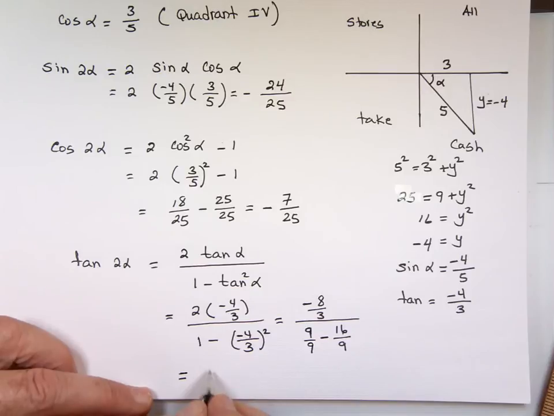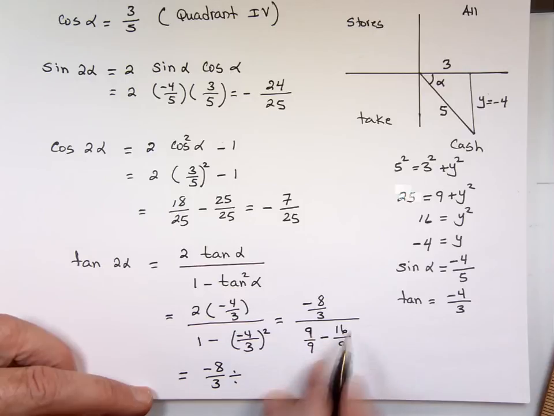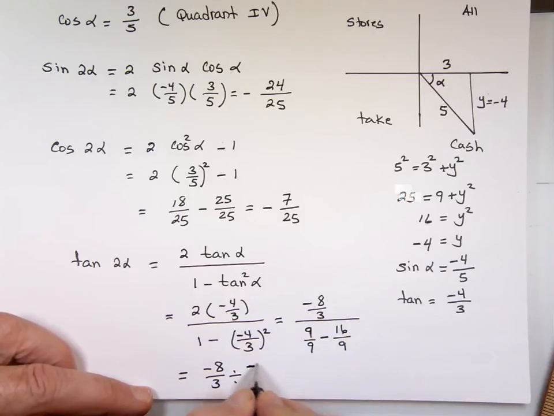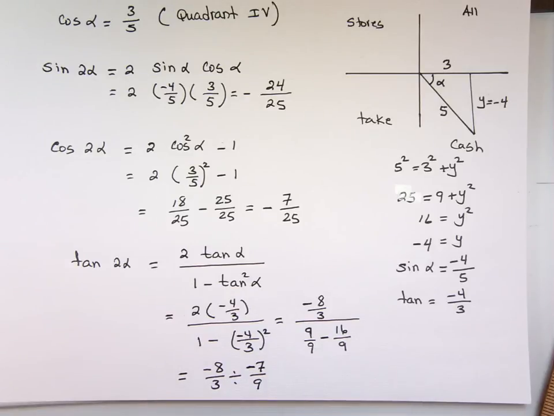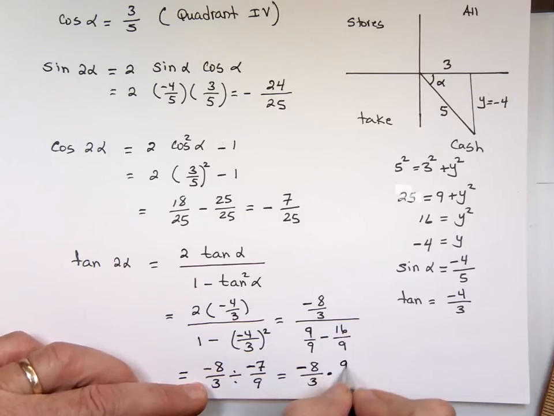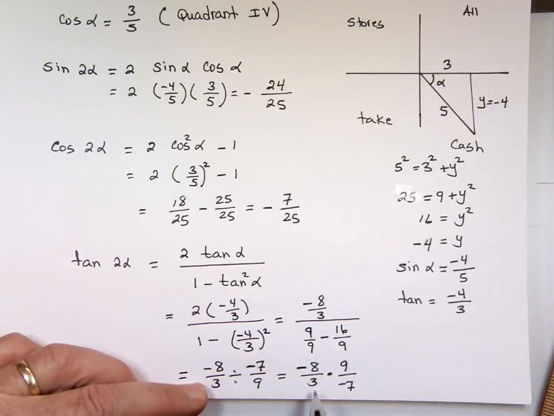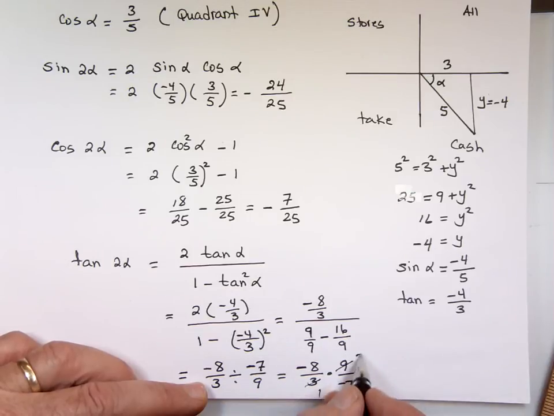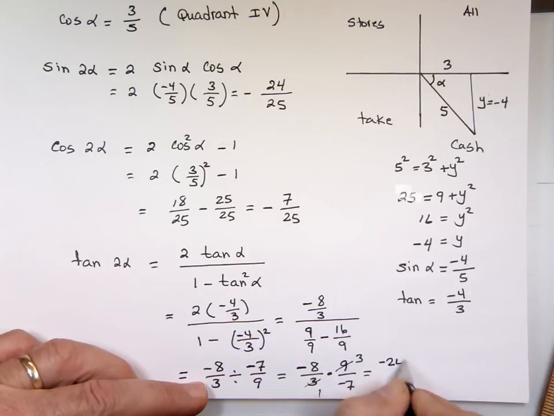Negative 8 over 3 divided by, what's 9 minus 16? Negative 7 over 9. Division becomes multiplication if you do what? If you flip the second one. I can divide by 3 to make my life easy quickly. The minuses will cancel, but negative 24 over negative 7, which is 24 over 7.